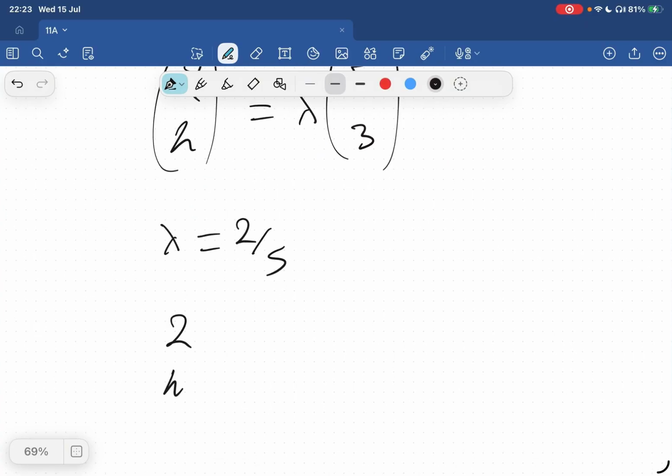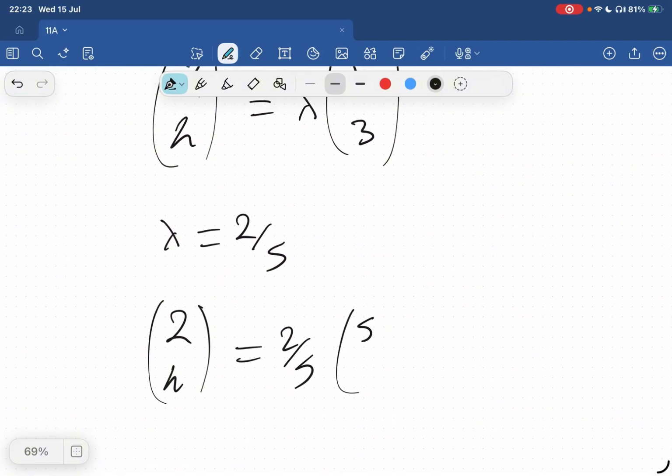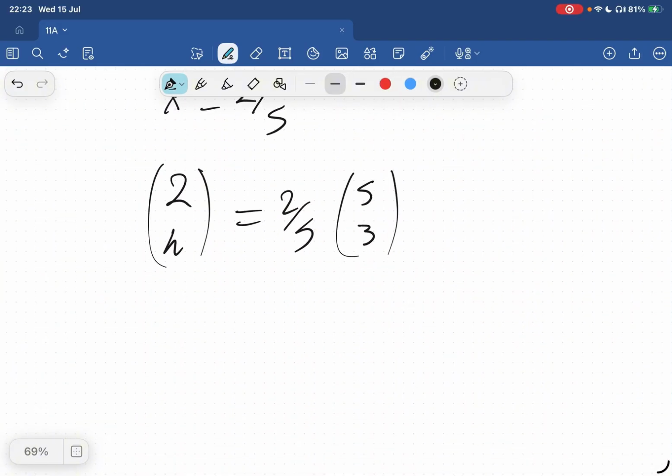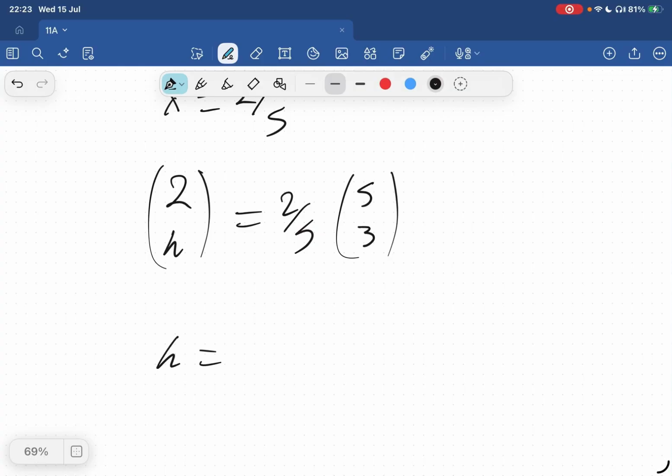So (2, K) equals 2/5 of (5, 3). What does that then make K? Well, K equals 2/5 times 3, so K must be 6/5, or 1.2. And that is our final answer.